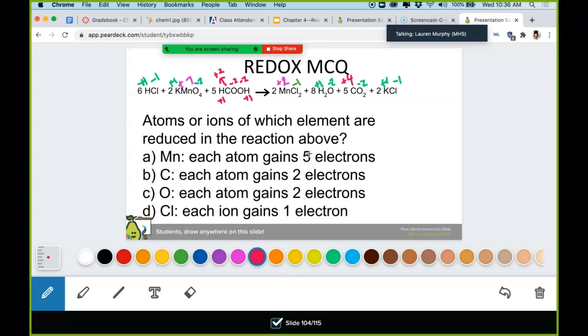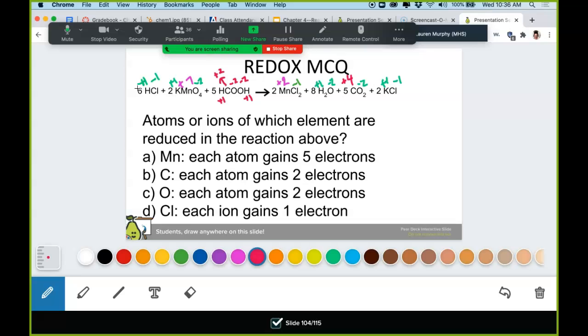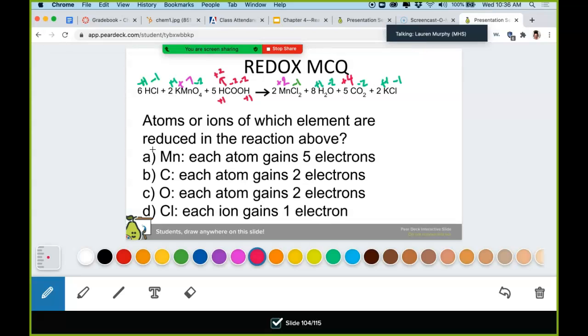Okay. Are there any questions how I got all of those numbers? So you really want to focus on who's changing oxidation states. The manganese absolutely changes from +7 to +2. And the carbon changes from +2 to +4. So which one is reduction and which one is oxidation?